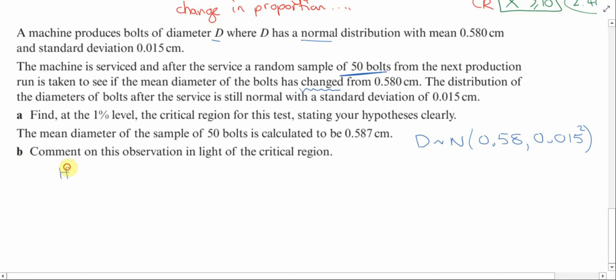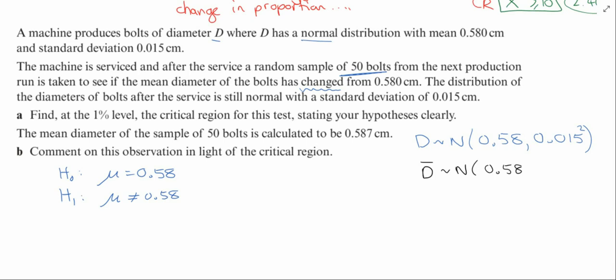I'm going to write over here my hypotheses. So the mean is 0.58, or has it now changed? Is not equal to 0.58. So we've got a two-tailed test. So what you've got to remember is to do this. It's a sample mean, so the mean sample. We'd expect the mean to be the same of all of these bolts, whether it's 50 or 10,000 or 100,000, we'd expect the mean to be the same, but we'd expect a smaller variance. So the variance we're going to divide by our sample size.